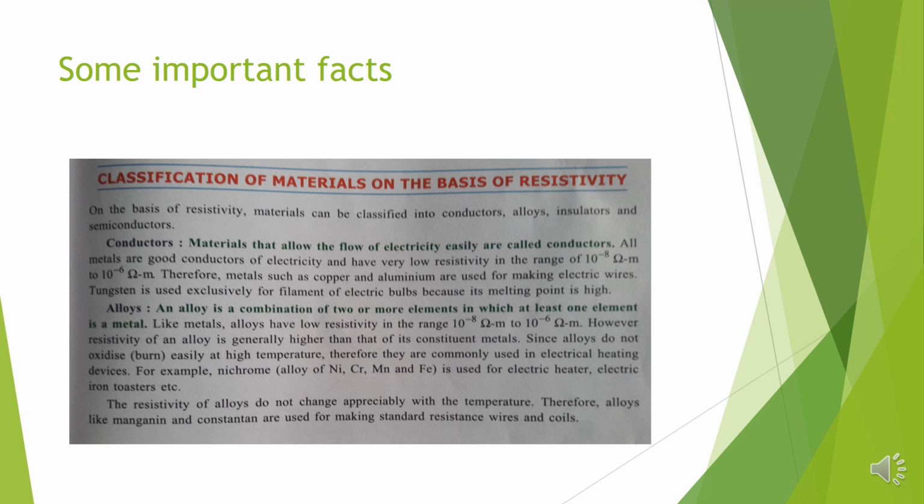Resistivity of alloys does not change appreciably with the temperature. That is another point for using alloys. So please remember, this question is often asked: why do we prefer to use alloys rather than the constituent metal, though we know metal is a little better conductor? These are the points. Alloys do not oxidize, do not burn at high temperature, and their resistivity does not change appreciably with temperature. Therefore, alloys like manganin or constantan are used for making standard resistance wires and coils.